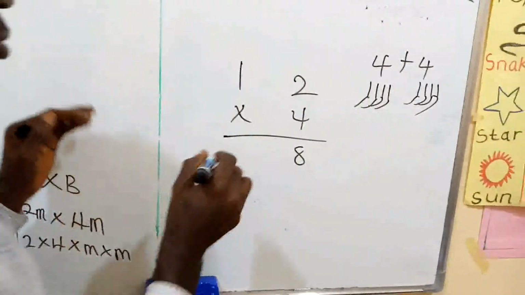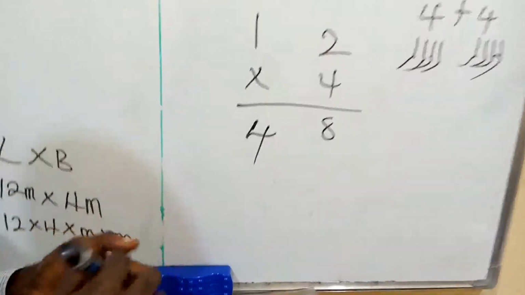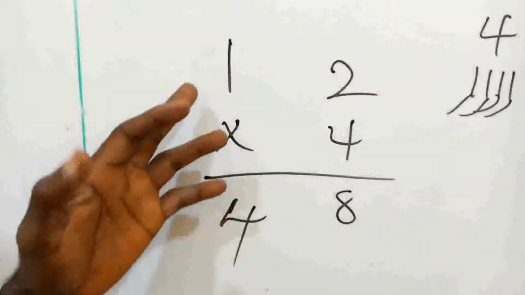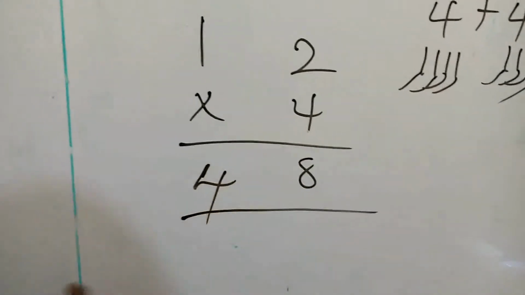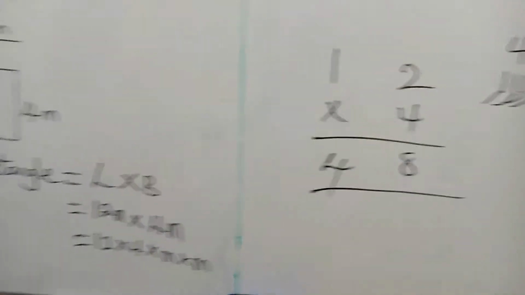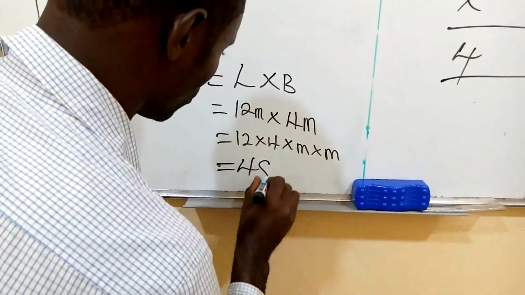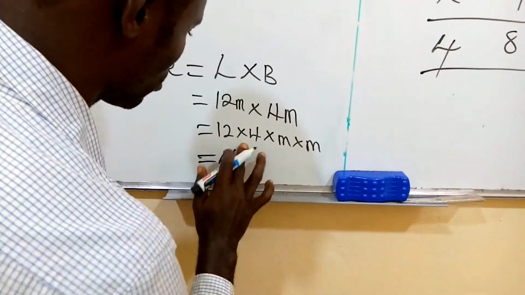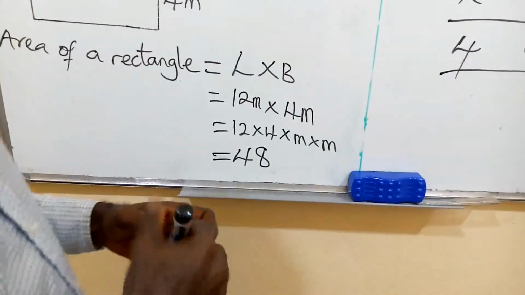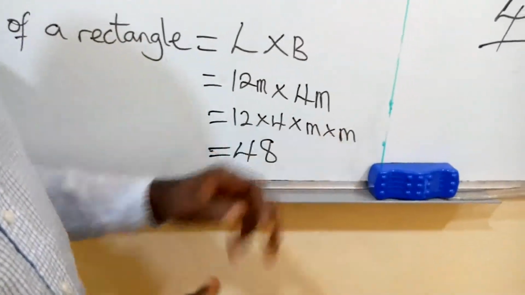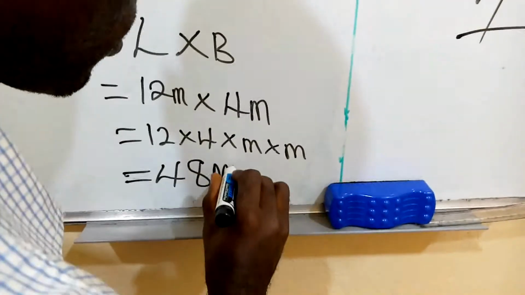Next we have 4 times 1. 4 times 1 is what? 4. There's one group of 4, or 4 groups of 1. Alright? So what's the answer there? 48. And then m times m is what? M squared. I hope you are following.